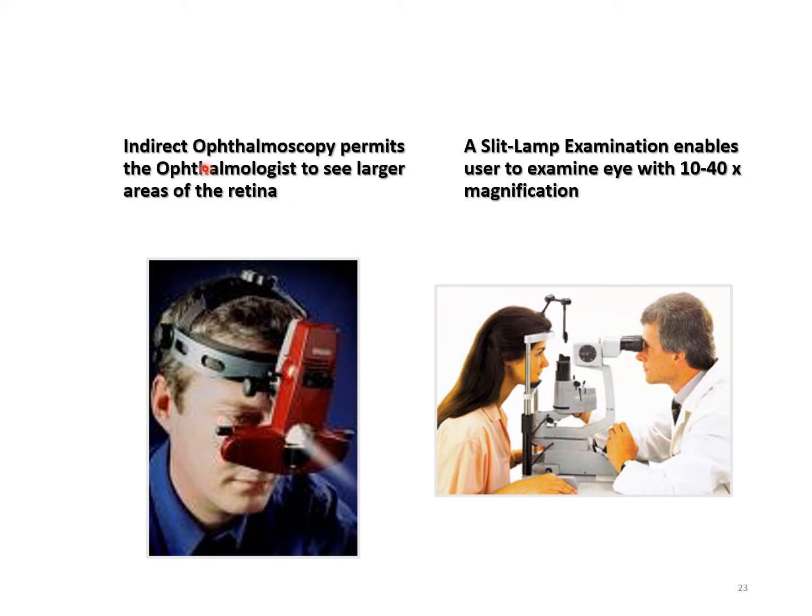They have what is known as an indirect ophthalmoscopy. This one permits the ophthalmologist to see larger areas of the retina. There's no magnification in this type of test, they're just looking to see what the retina looks like. And then in the slit lamp examination, there is magnification. Everything is bigger, like 10 to 40 times magnification, so that they can look closely. So just know that these are out here. If you see them, you know that they belong under eye.